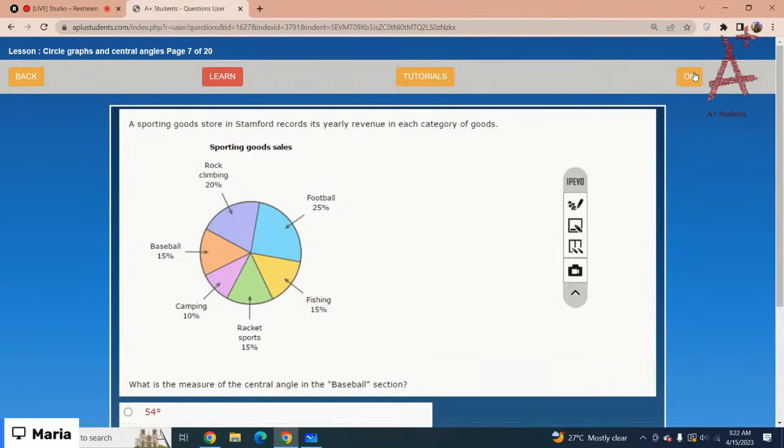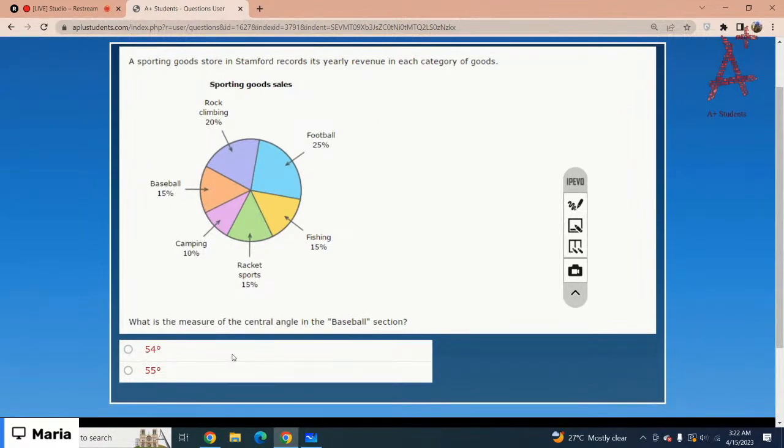A sporting goods store in Stamford records its yearly revenue in each category of goods. What is the measure of the central angle in the baseball section? So which is the correct option? 15% of 360 is 54 degrees. Got it?